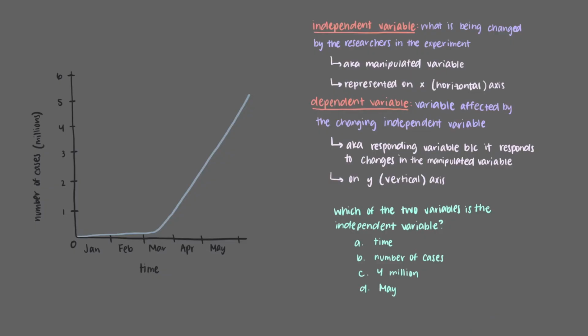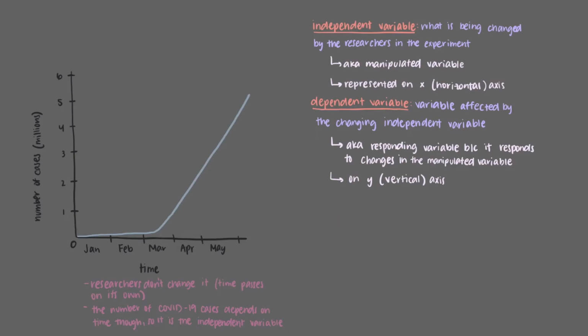The independent variable is what is being changed during the experiment. In this case, what is changing is the amount of time that is passing. Time is not something that the researchers are necessarily changing in this case. Time is just changing by itself. However, the number of COVID-19 cases depends on time passing, which is why time is the independent variable.